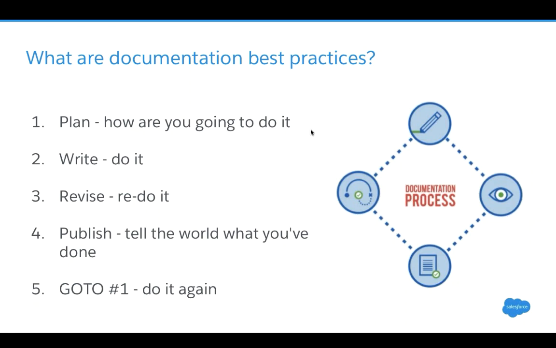Step 4 is publish it. You gotta tell the world what you've done. Here's the documentation, here's where you find it, here's what you can do with it. You can search it, you can comment on it, you can make suggestions for improvements. So making it super clear what people can do with this documentation, where it is, and how to consume it.